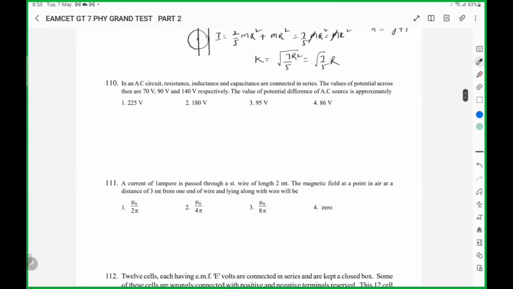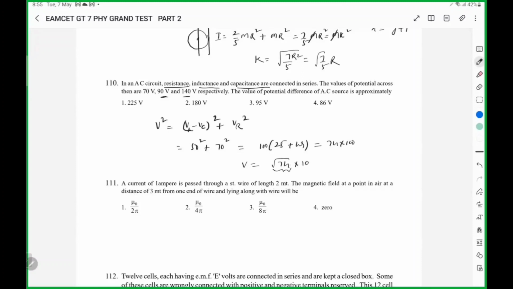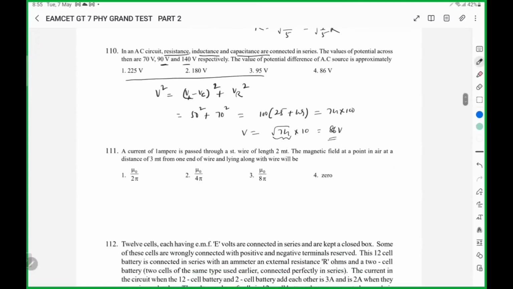In an AC circuit, resistance, inductance, and capacitance are there. The effective voltage is root of VL minus VC whole square plus VR square. So VL minus VC is 90 minus 40, and VR square is 70 square. So 25 plus 49, 74 into 100, we get root 74. Root 74 is nearer to 8.6, and the others are all above 99. So the nearest one is 86 volts.